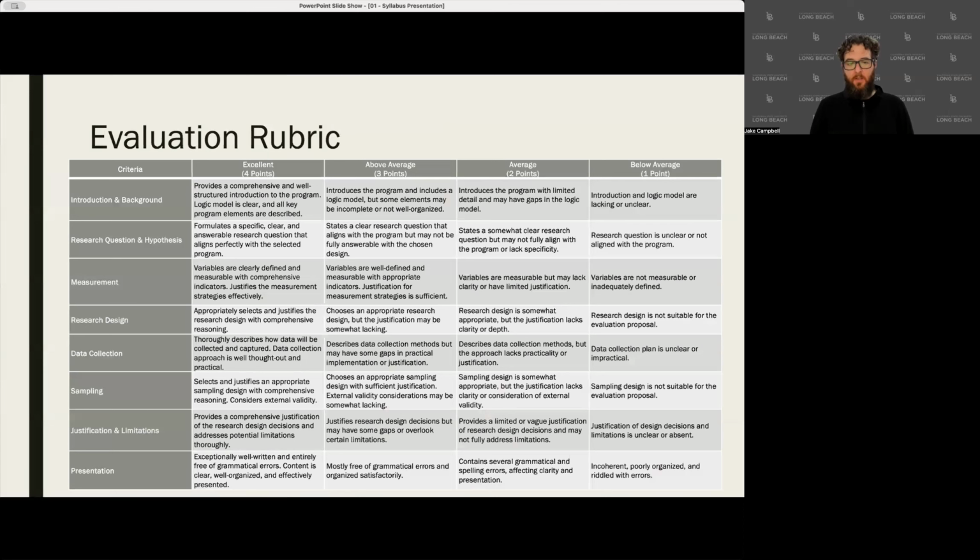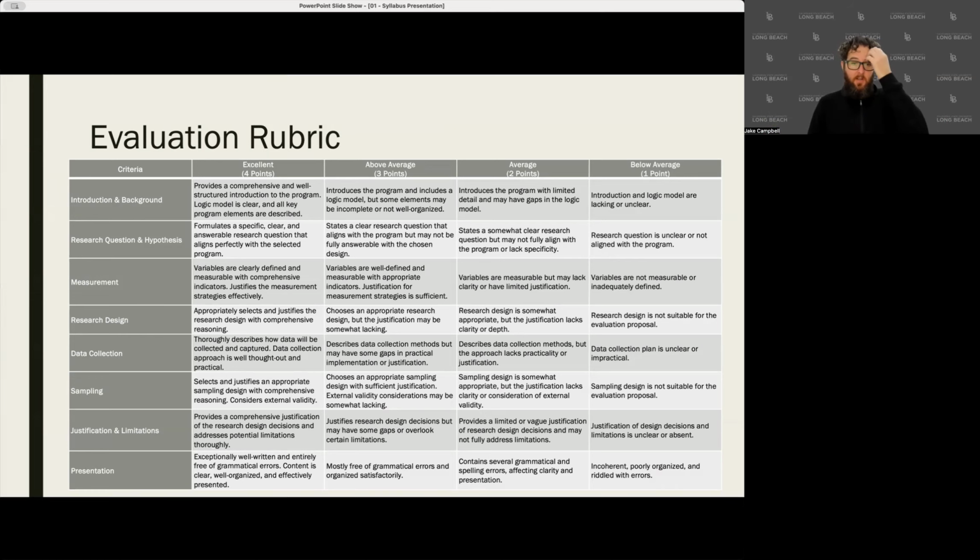How you get evaluated on this assignment. Again, there are 4 points per criteria. There are 1, 2, 3, 4, 5, 6, 7, 8 total criteria for a maximum of 32 points, up to 4 points per category, right? So again, introduction, background section, comprehensive, well-structured introduction to the program. Logic model is key, clear, and all program elements are described. You get 4 points, right?